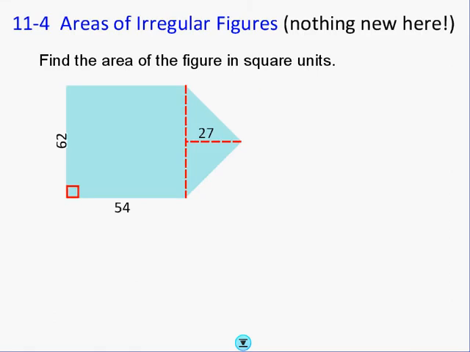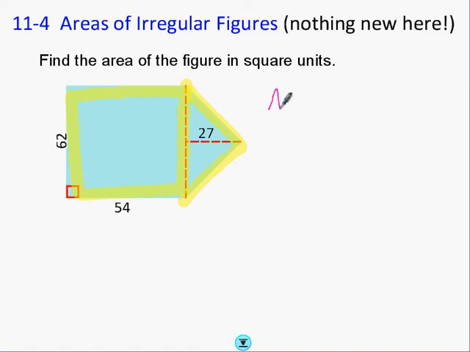Okay, lesson 11.4 is kind of a joke. I tell my students that it's only there because they couldn't justify having a whole chapter about 4 lessons. Irregular figures. So no new formulas at all. Simply you chop up the irregular figures into figures that you already know formulas for. So for example, in this situation, on the left side I clearly have a rectangle, and on the right side I have a triangle. So I'm just going to figure out these 2 areas separately.